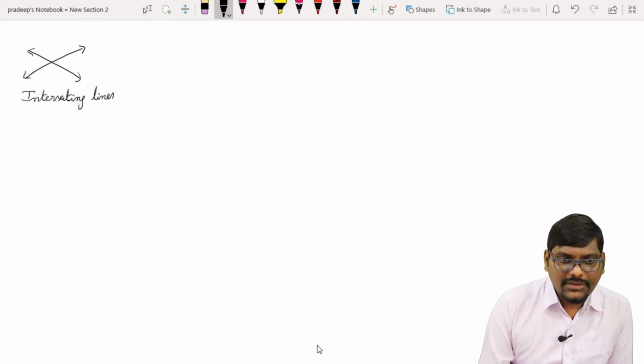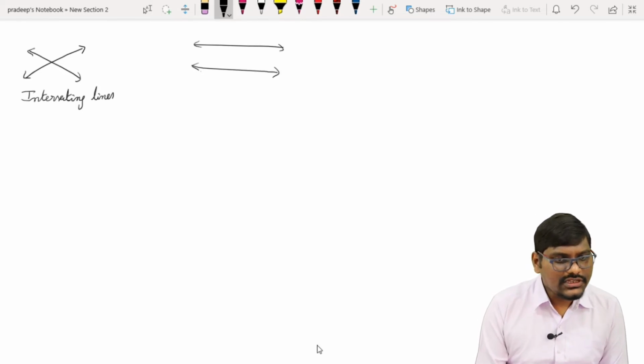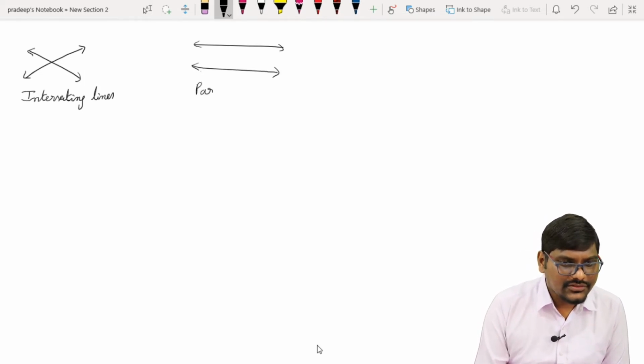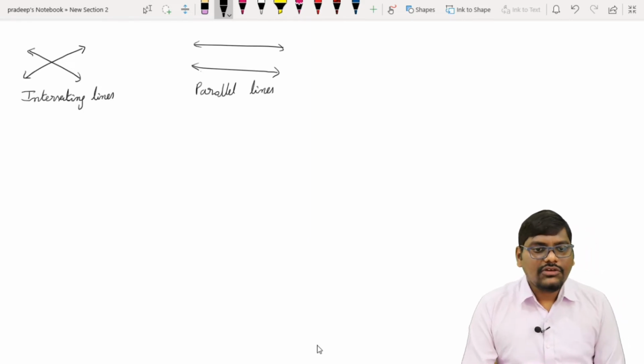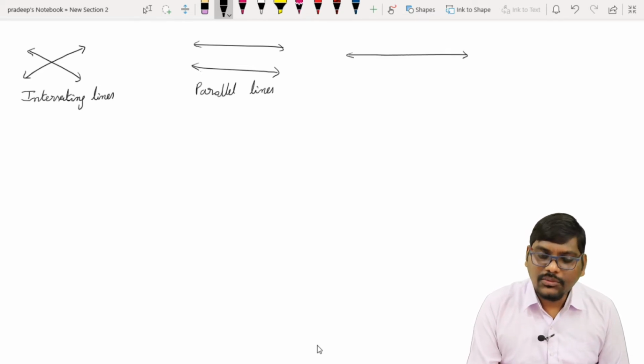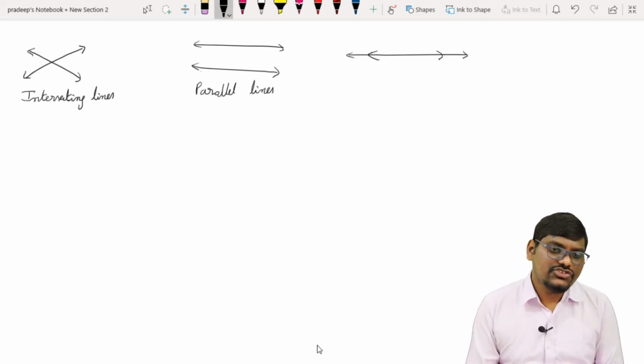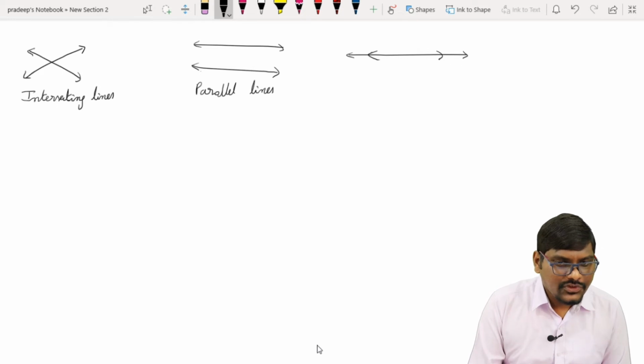So let's see one more type. This is one line, and the other line is parallel to the first one. These two are parallel to each other, so this sort of lines we call parallel lines. Now coincident lines. If one line is passing like this, and one more line is passing on this line, one line lying on the other line, then this sort of lines we call coincident lines.